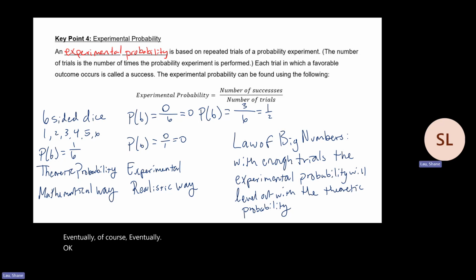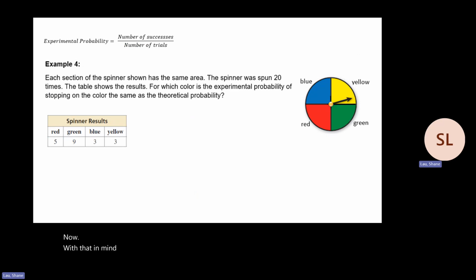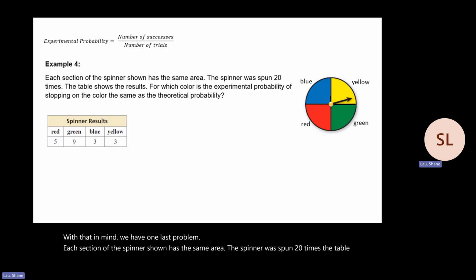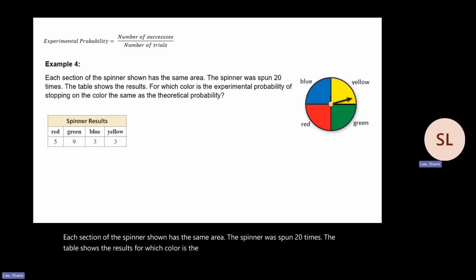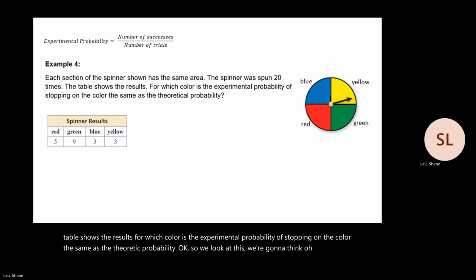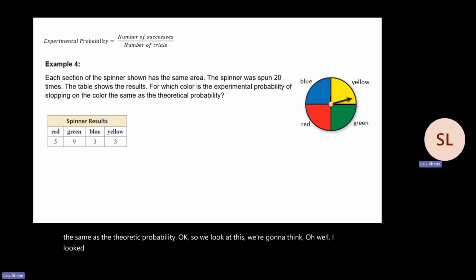Now, with that in mind, we have one last problem. Each section of the spinner shown has the same area. The spinner was spun 20 times. The table shows the results. For which color is the experimental probability of stopping on the color the same as the theoretical probability? Okay, so we look at this, and we're going to think, oh, I look to the right-hand side and it looks like each one of those colors are about the same. So we're going to figure out the theoretical probability first, and then we'll find the experimental.